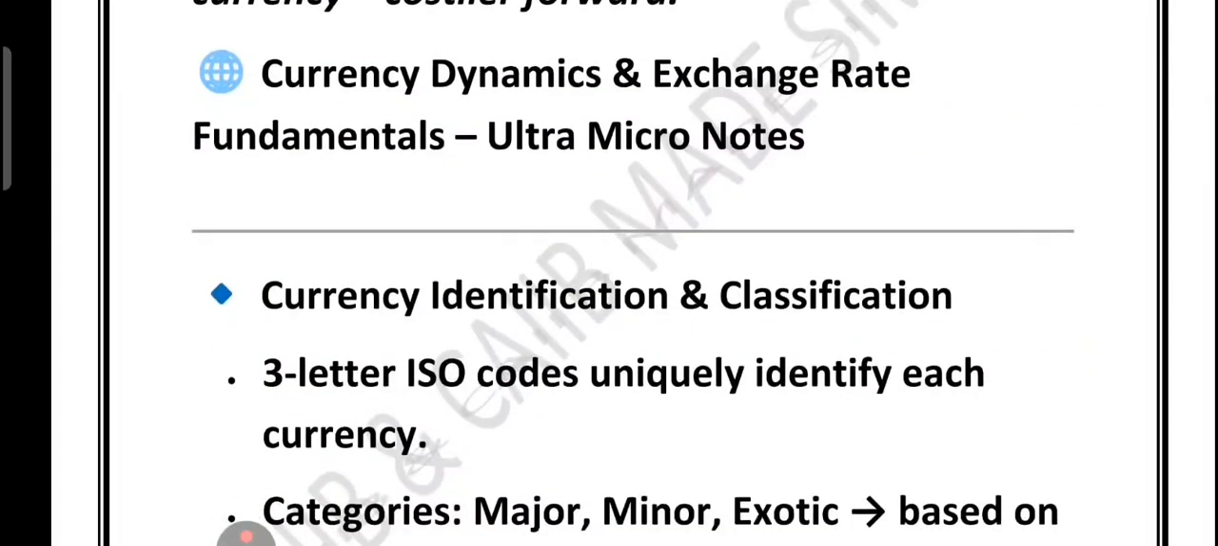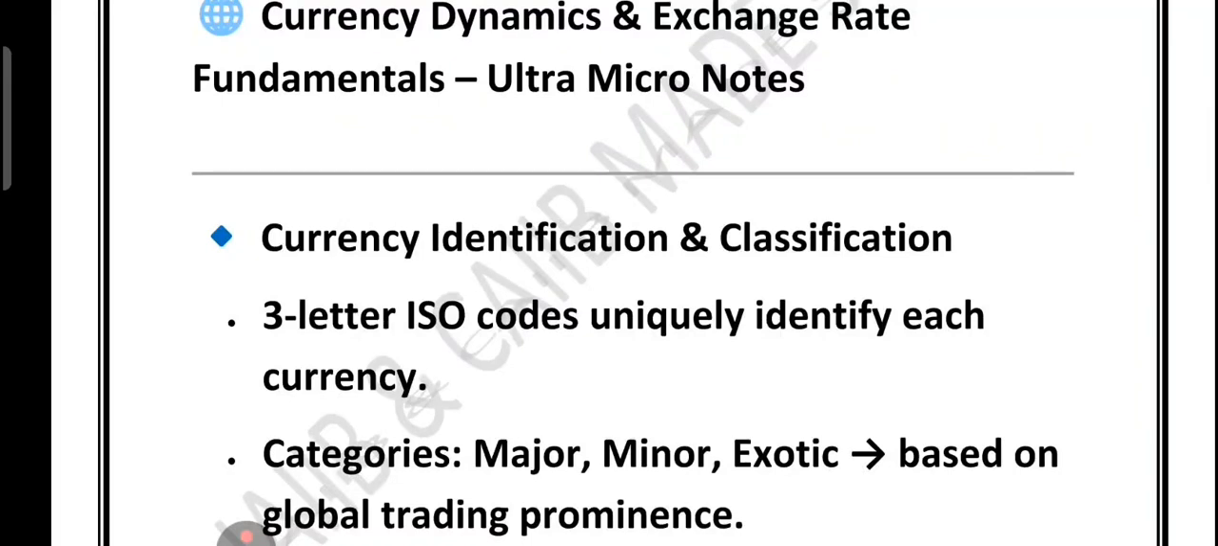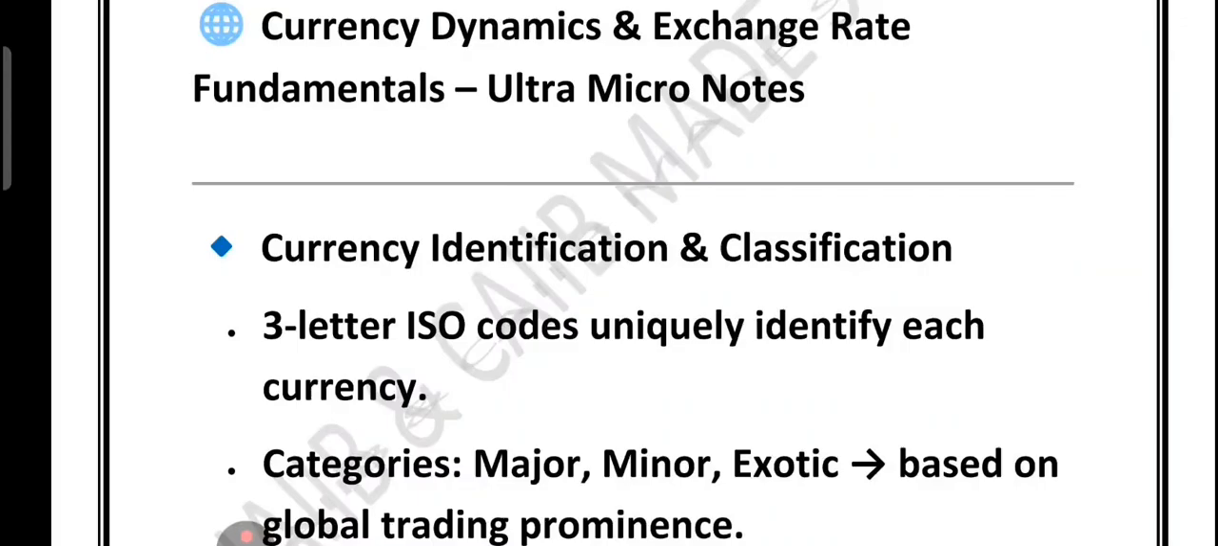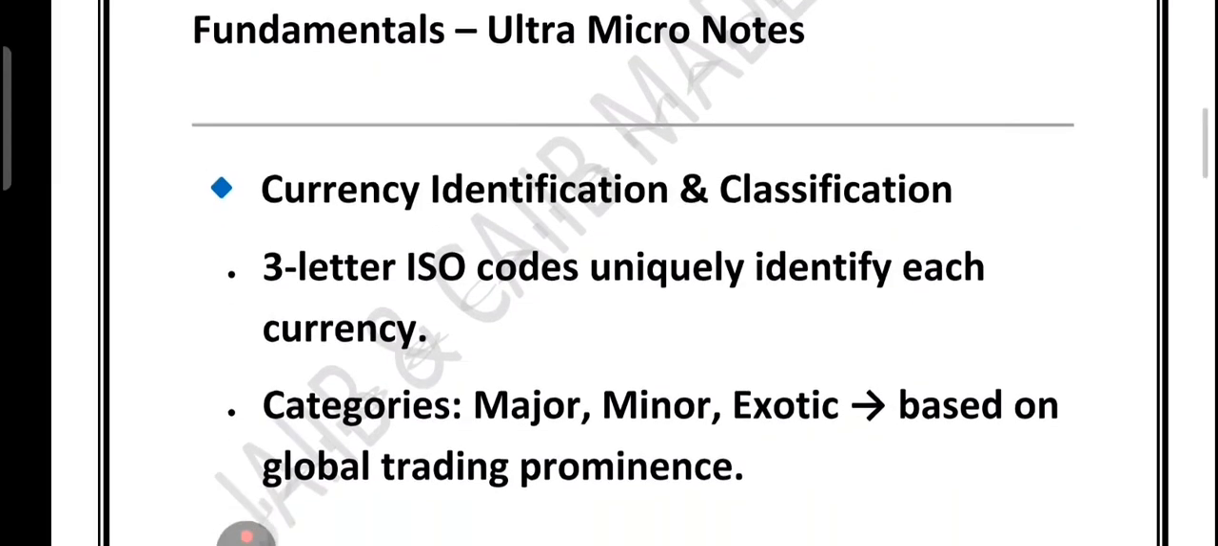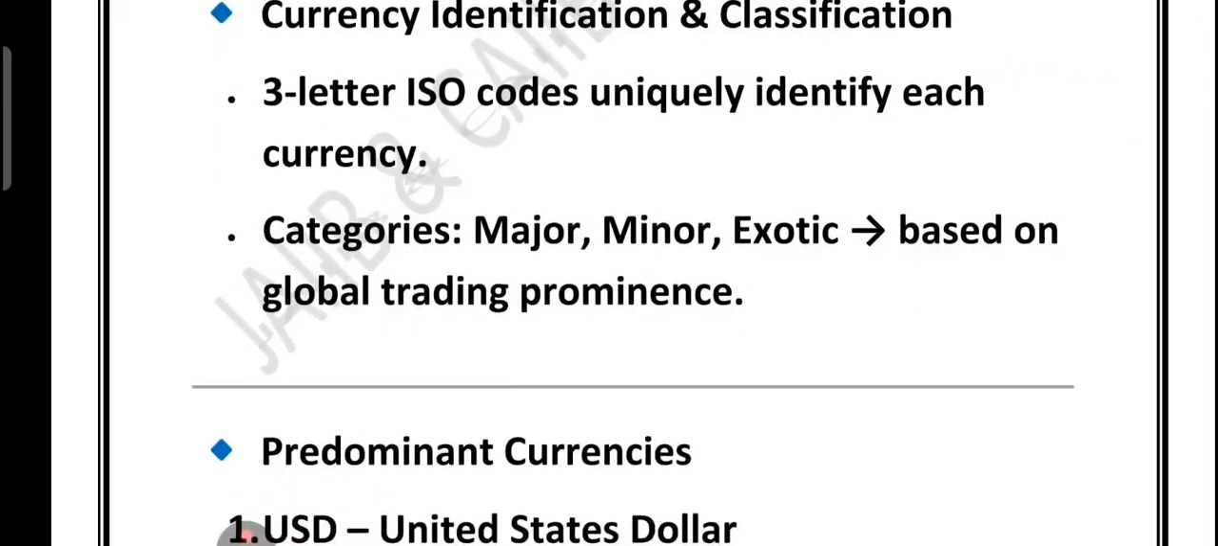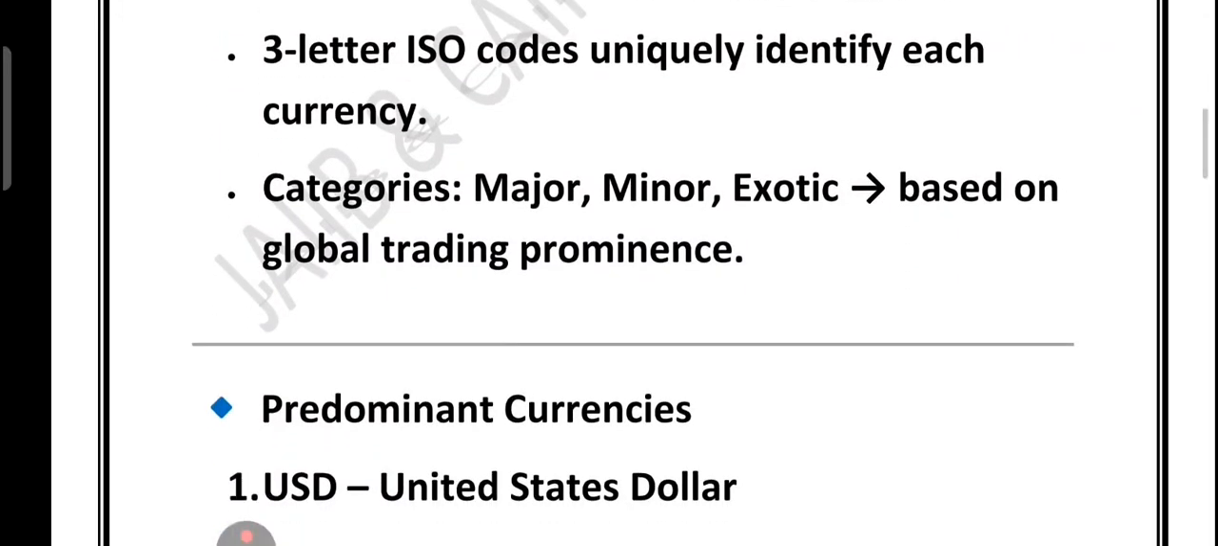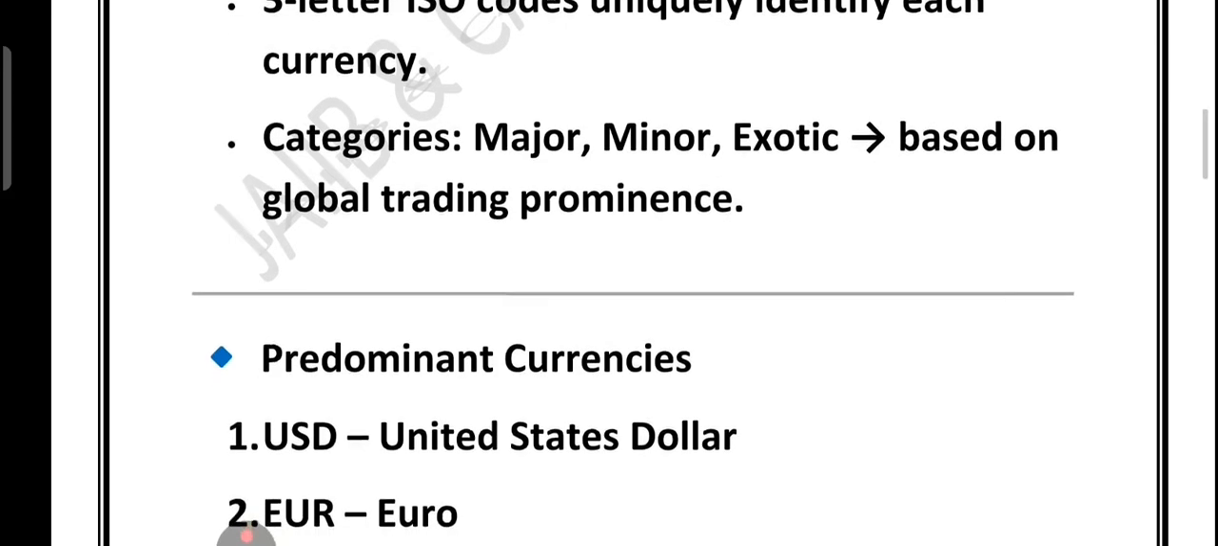Please remember this point. Now, currency identification. There are 3-letter ISO codes. Please understand it. Every currency in the world has a unique 3-letter ISO code, like USD for US dollar, INR for Indian rupees. So there is no confusion in international trading. And currencies are also classified based on how widely they are traded. There are some major currencies which are most popular and highly liquid globally. There are some minor currencies which are traded often but less than the majors. Exotic currencies are very rare, or emerging market currencies, often riskier and less liquid. So in short, we can say ISO codes make it easy to identify a currency, and classification tells us how widely they are used in the forex market.